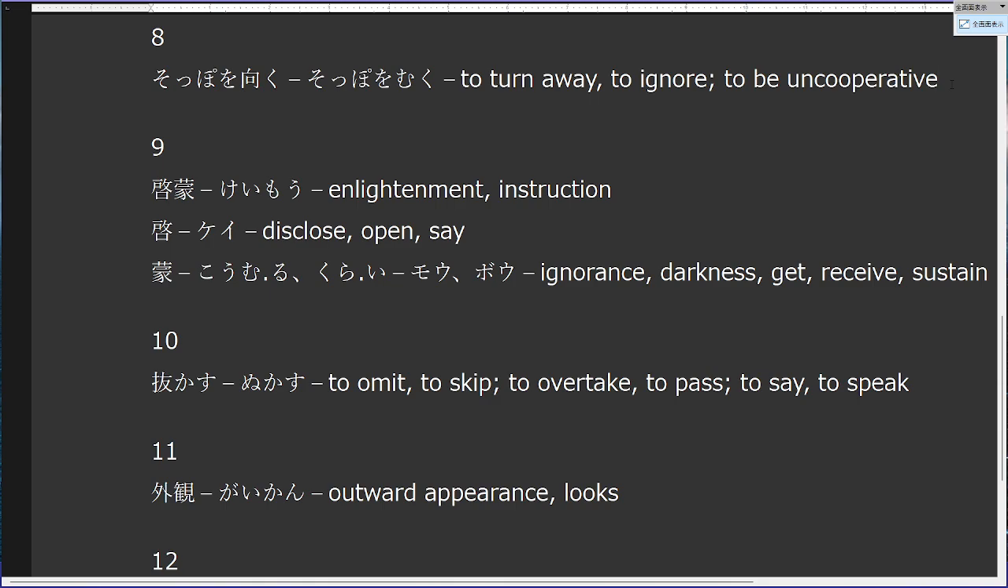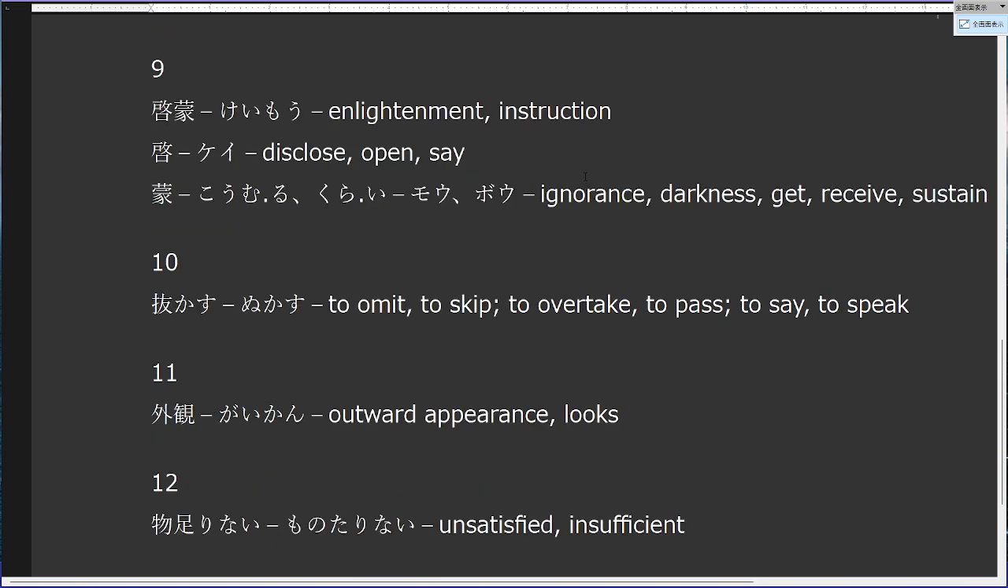Soppo omuku is to turn away or to turn to an outward direction. Soppo omuku is to face outward.